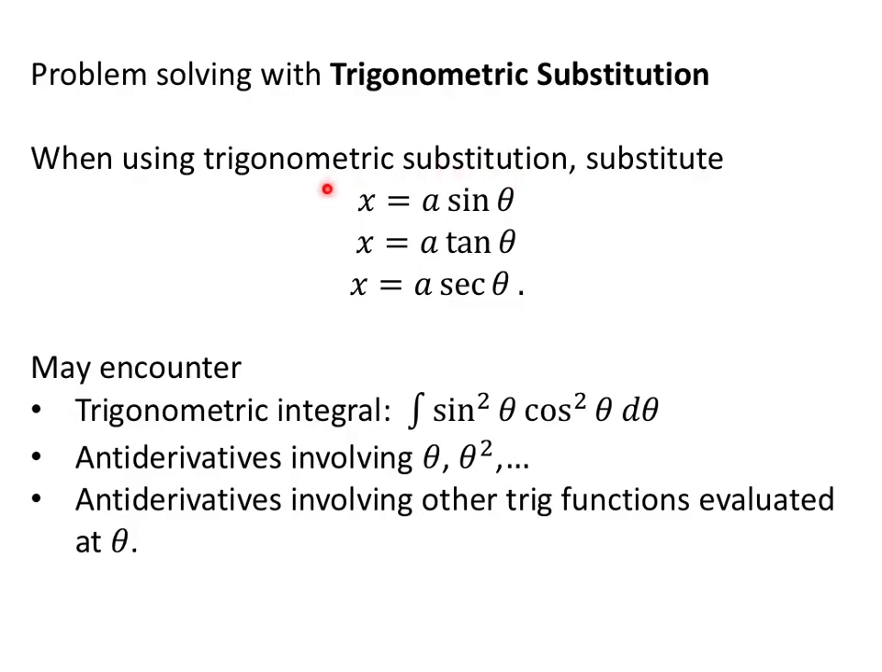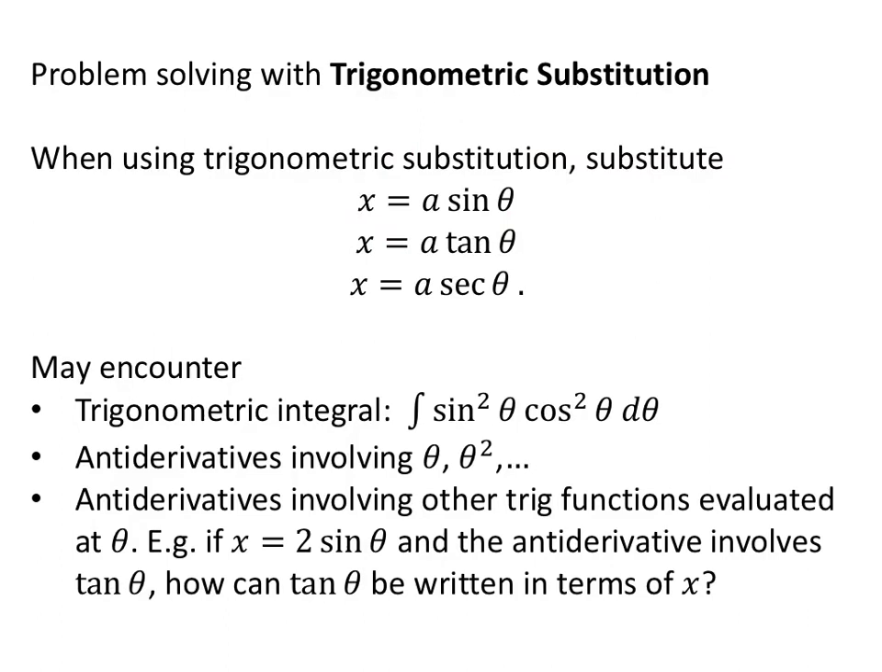So as an example, if I have something like x equals a sine theta, when I find my antiderivative, it may involve the tangent of theta. And so the question then is, how can we write tangent of theta in terms of x, knowing that x is 2 times the sine of theta, as one particular example. So we'll look at all three of these types of scenarios.